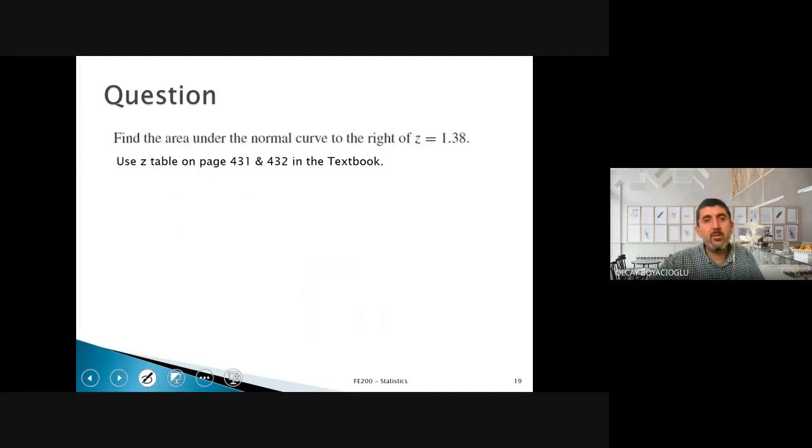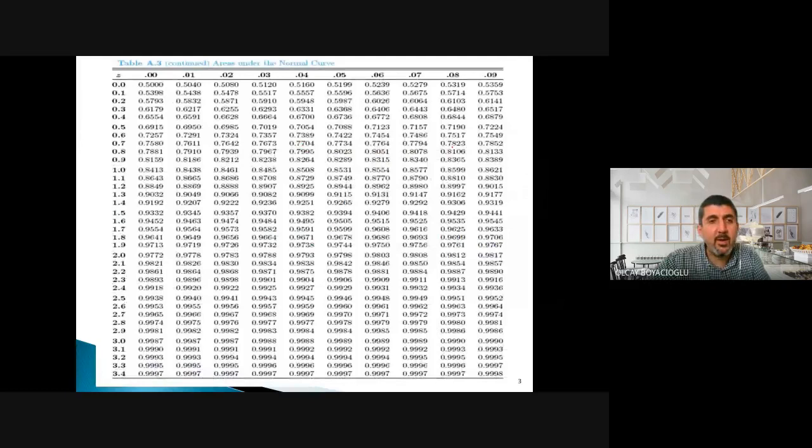Okay, let's continue. Actually, now this is a little bit different question. Look at it. It tells us, find the area under the normal curve to the right of, okay, this is interesting, to the right of z equals 1.38. Now we are looking at to the right of the z-score. Let's find out. 1.38 is our z value.